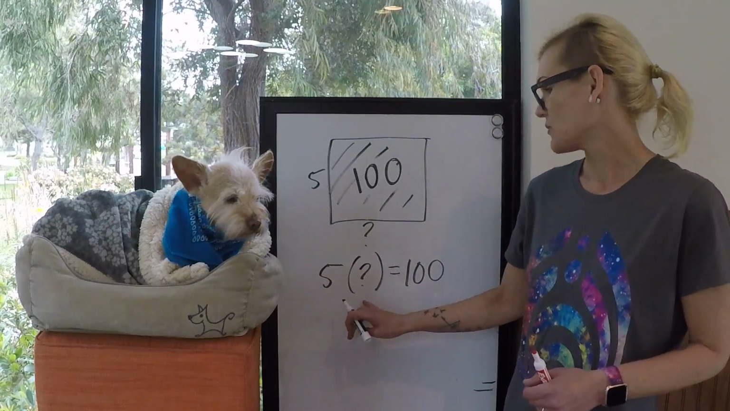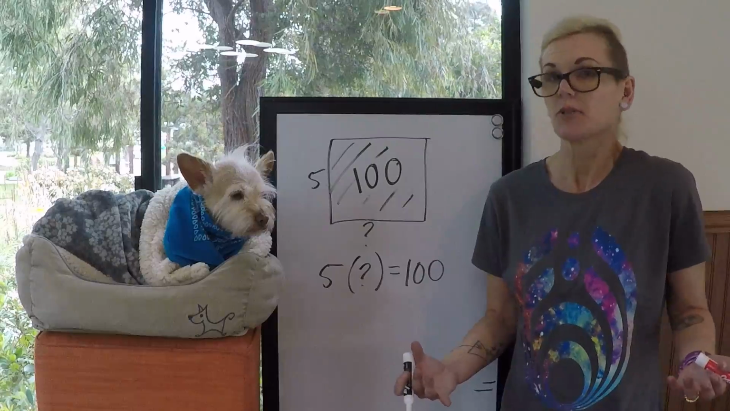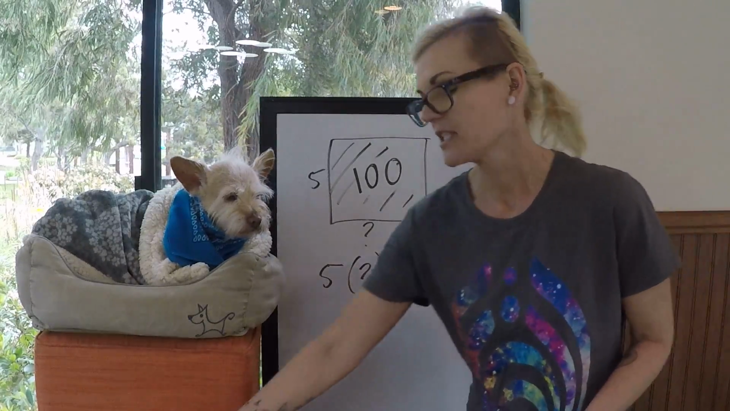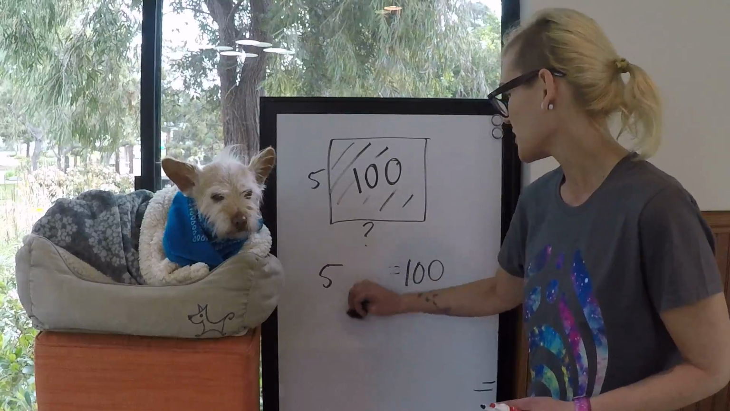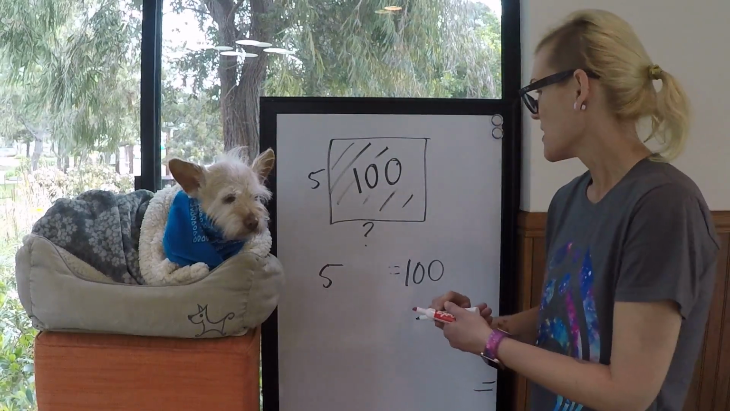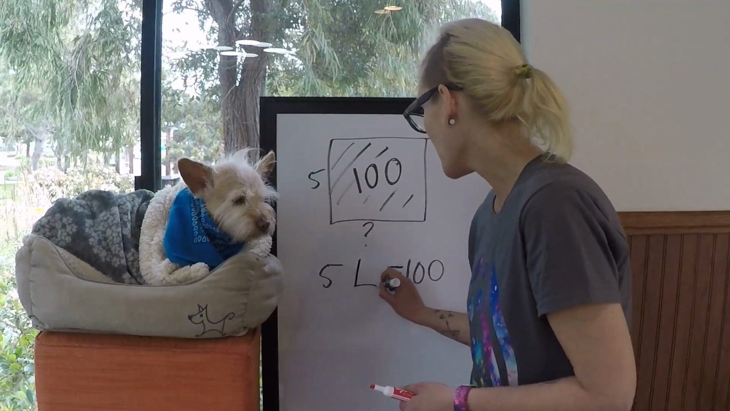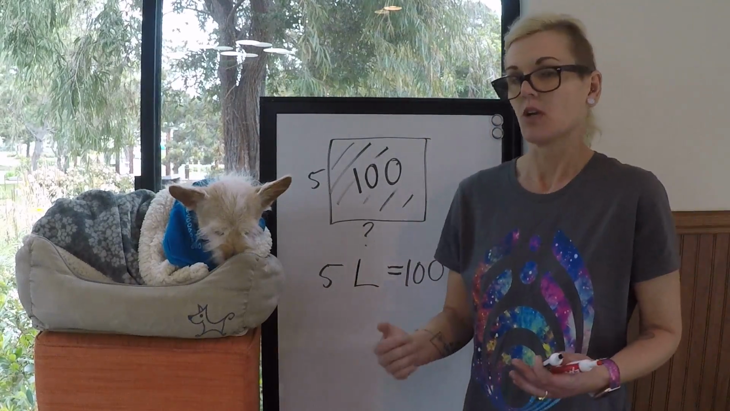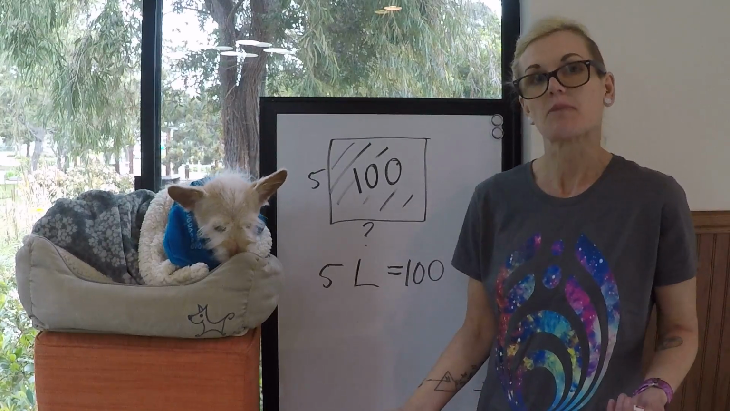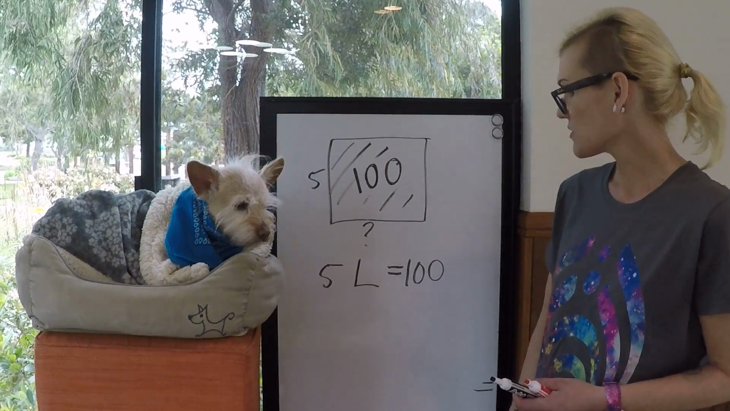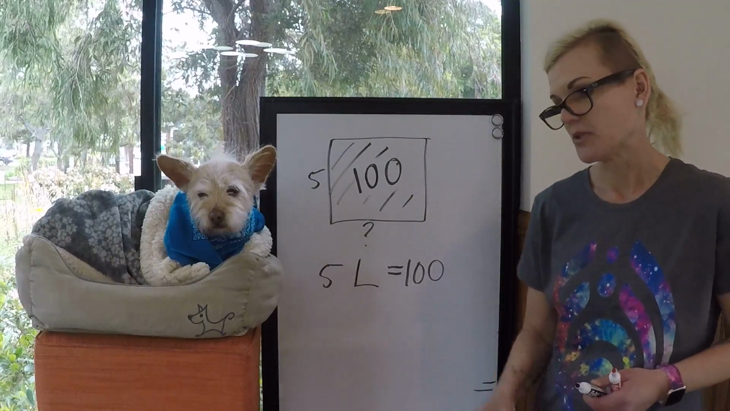So now we're saying 5 times what equals 100. Instead of having to write this question mark, let's stick in a variable. We talked about a variable just as a letter. A letter is representing a number that's unknown. So we're going to say 5L equals 100. A recap, anytime you have a number touching a letter, that means to multiply. So now we're saying 5 times what gives you 100.